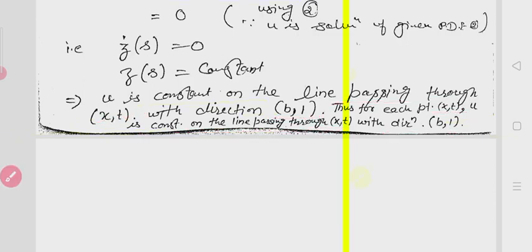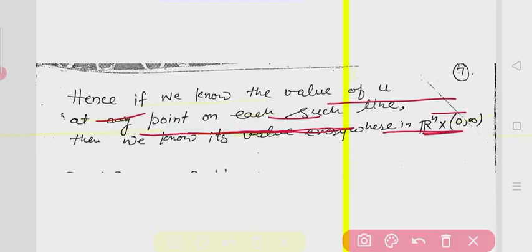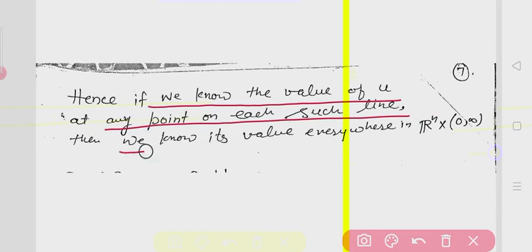So if we get any line of this type, and on that line we know the value at any one point, then we will know its value on the whole plane, the whole space, because u is constant on such lines, okay? So that's why we wrote that if we know the value of u at any point on each such line, then we know its value everywhere in Rn into 0 to infinity, right?